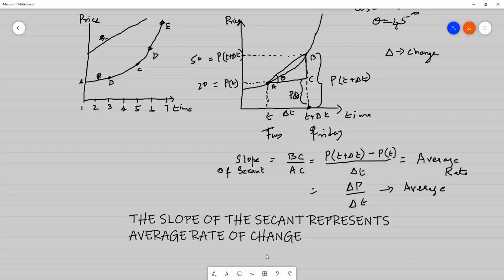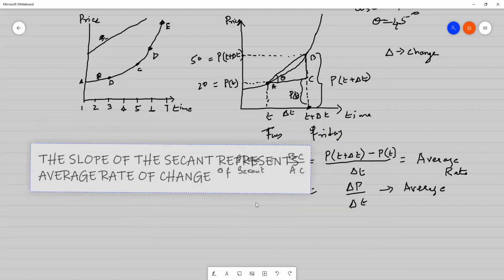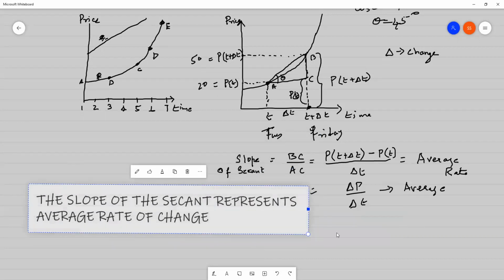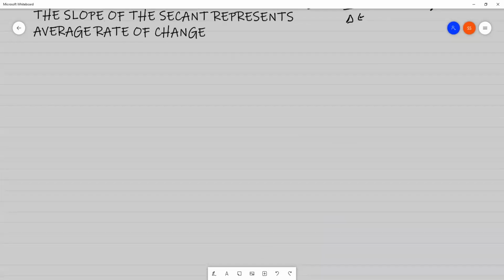Now, the next topic is how to find the rate at which something changes instantaneously. For how we are going to do this, it is very important for you to listen very carefully. We are almost reaching the climax.